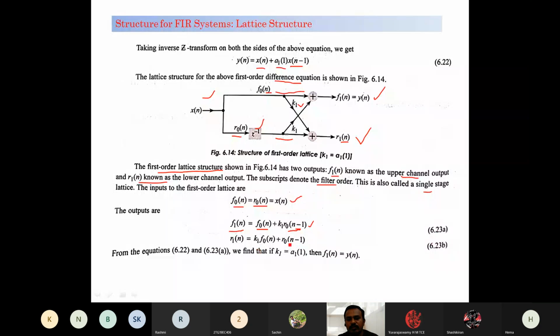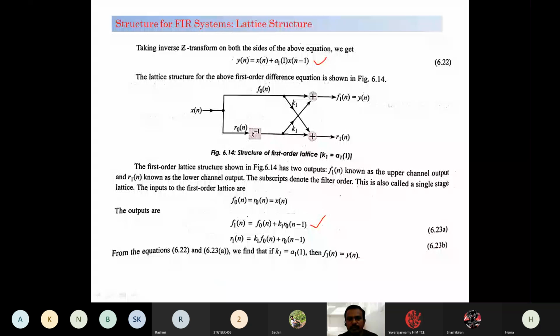Okay, that is r0 of n minus 1 plus f0 of n, multiplied with k1. So k1 into f0 of n plus r0 of n minus 1. So these are the two outputs that we are going to derive. Here, by considering these two equations, that is f1 of n and y of n, we may conclude that the coefficient k1 is nothing but what.